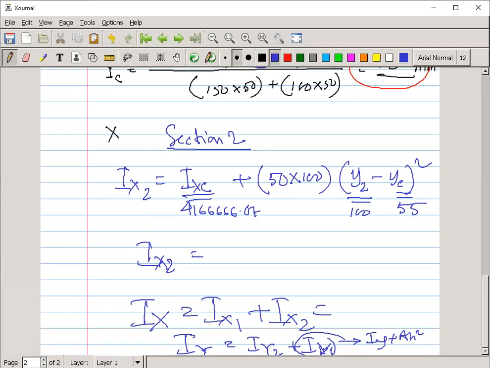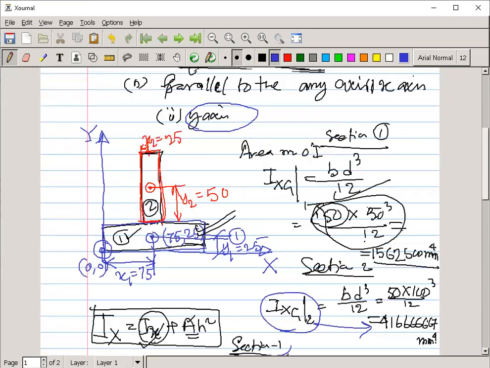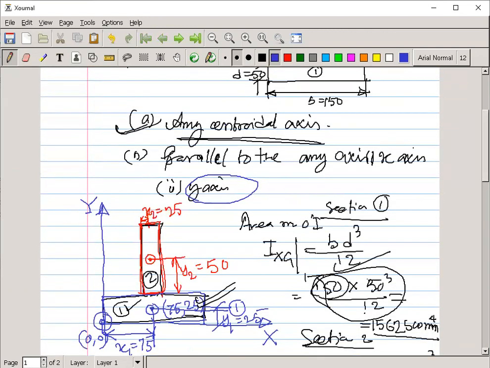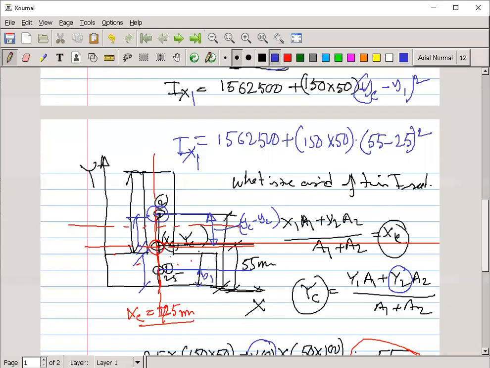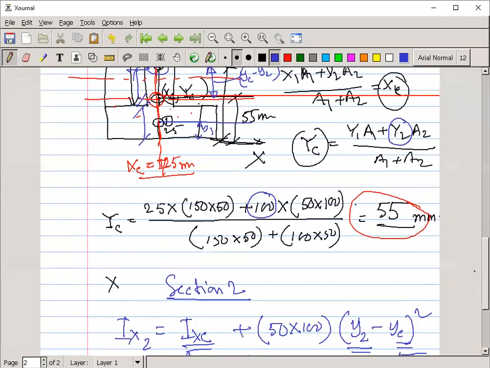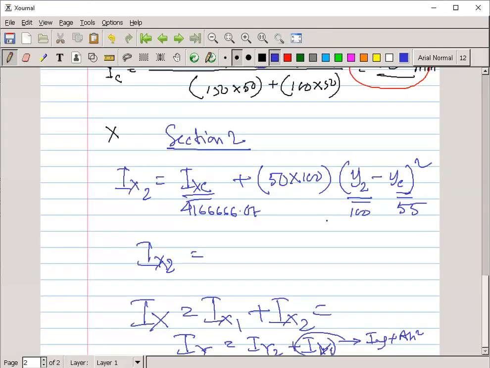Please try it yourself, because out of the 3 parts in part A, one is the centroidal axis, which you have to find out, that was already discussed. Parallel to the x-axis, I already discussed. So now please try parallel to the y-axis yourself. That is similar to what we have done in case of x. You have to do it in case of y. Is it clear? I think it is clear, right?